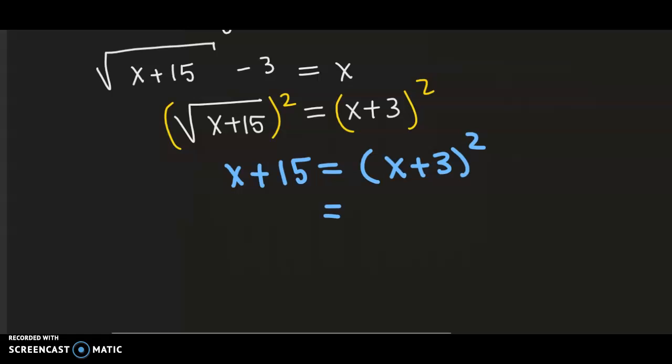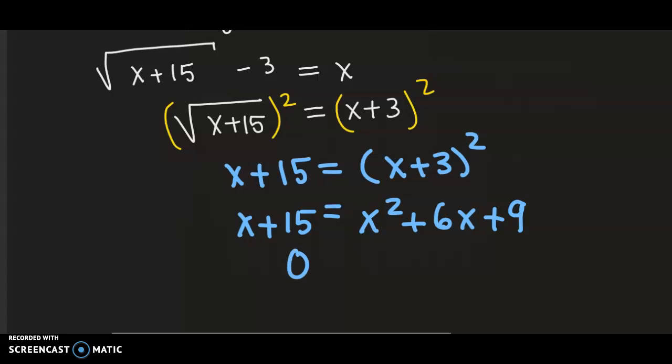We FOIL this out. I'm going to FOIL it in my head. X squared plus 3x plus 3x is plus 6x plus 9. And on the left-hand side, we have x plus 15. Write it in standard form, meaning bring the x plus 15 over to the other side. Take away x from 6x, we get 5x. Take away 15 from 9, we get negative 6.